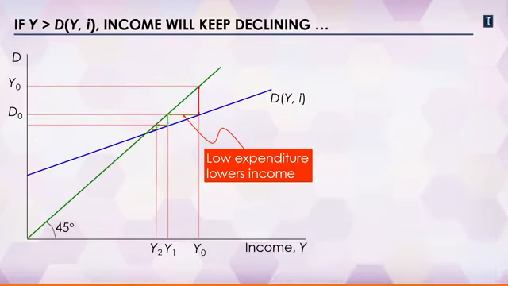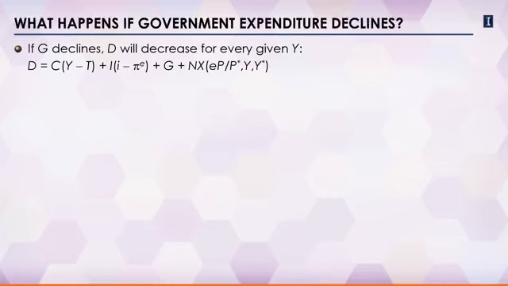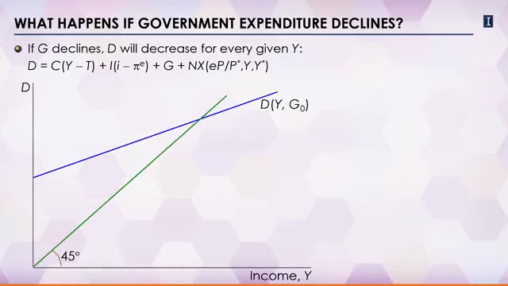Once the economy reaches the crossing point, then there's no further force to move the economy within equilibrium unless some parameter changes. Let's use this framework to figure out what happens when government expenditure changes. Let's say government expenditure declines. So here's the D expression, the aggregate preferred expenditure expression, and here's the curve.